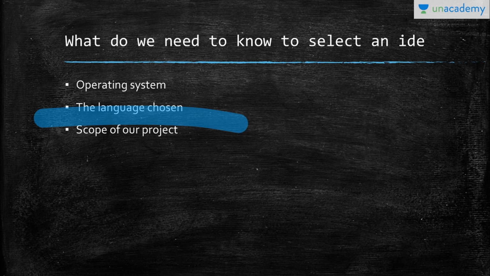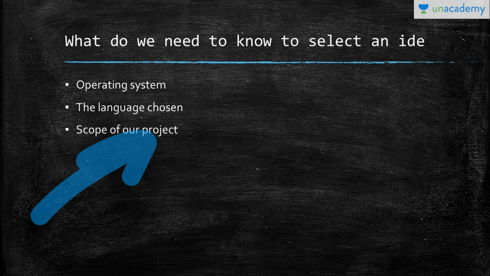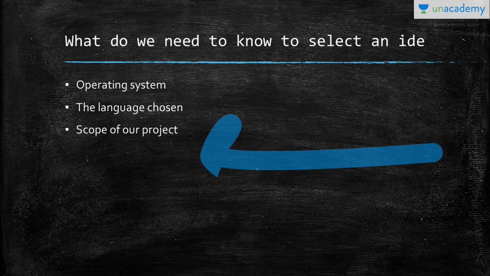Third one is the scope of our project. This actually means how big our project is. From the starting one, if we are practicing or learning a programming language, an IDE is actually not preferred by most people because it's a small project and it can directly be executed by the command prompt or a simple text editor.